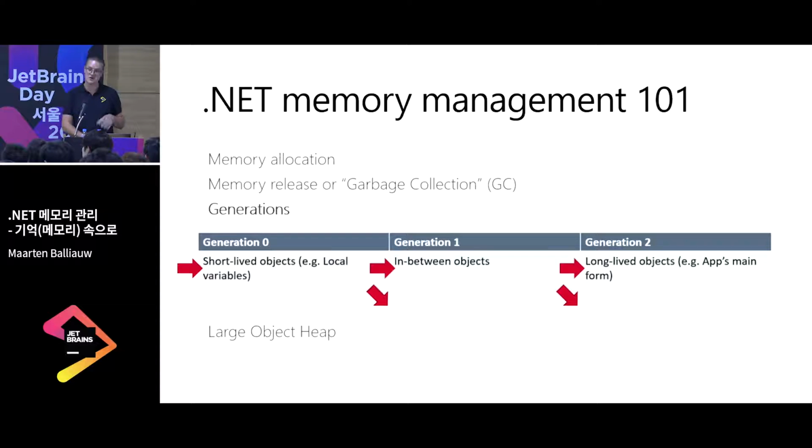Same thing happens in generation 2. If the garbage collector detects that the object is still in use, well, the object will stay in generation 2. If it can be removed, it will be removed from memory completely. So that's pretty much how the garbage collector works.